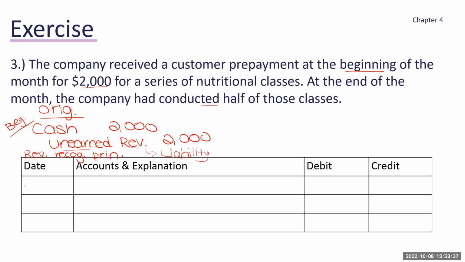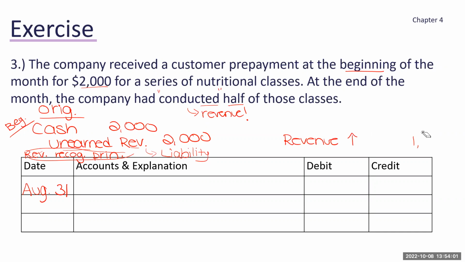Now it's saying at the end of the month, or in the month of August, we've now conducted half of these classes. When you hear that word conducted, completed, performed, that means earned. Earned means we can record the revenue. Why? Because the revenue recognition principle says if we've earned it, we can call it revenue. We want to increase revenue. You do that with a credit.